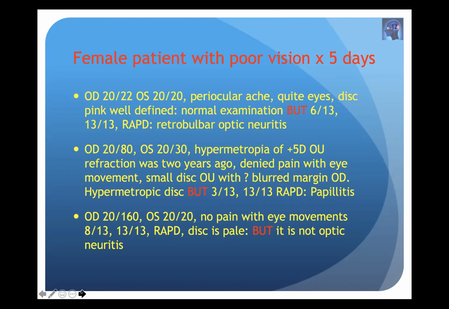First thing, the color vision loss is proportionate to the visual acuity loss. Her vision is 20/160, and she's reading 8 plates out of 13. The color vision loss is proportionate, RAPD is there, but a pale disc is not a feature of typical optic neuritis, because for any inflammation to cause disc pallor, it requires a minimum of 6 to 8 weeks. But the history is there only for the past 5 days. So these are a few clinical scenarios in which you can exploit color vision, visual acuity, and RAPD to diagnose typical optic neuritis.